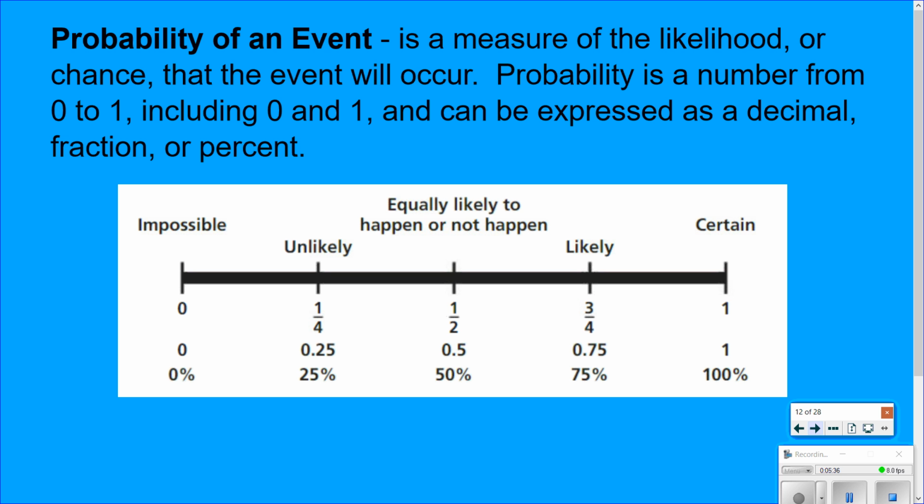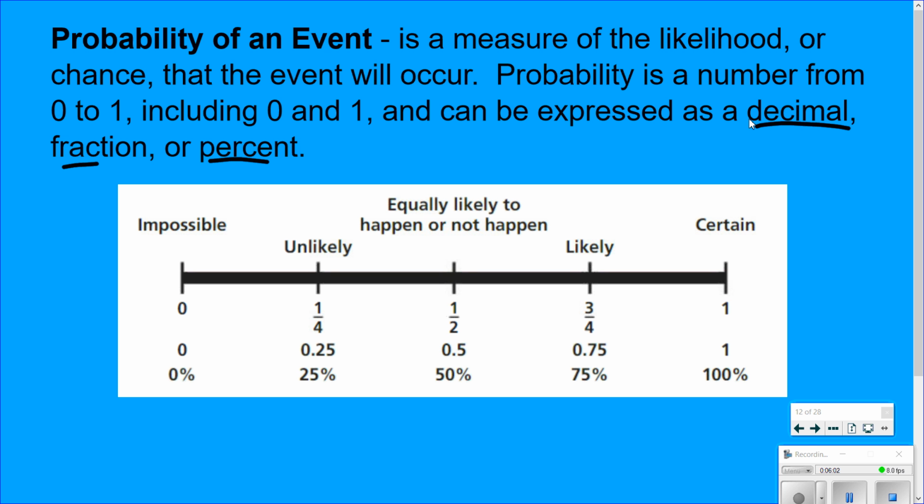Okay, some more definitions. The actual probability of the event. Make sure you have this written down. The probability of the event is the measure of the likelihood or chance that the event will occur. Probability is a number from 0 to 1. It includes 0 and 1. You can write probability as a decimal, fraction, or a percent.